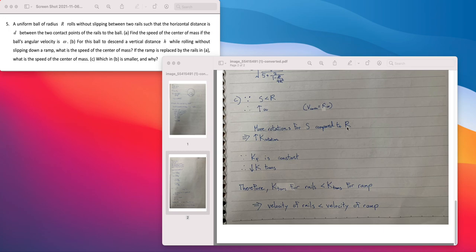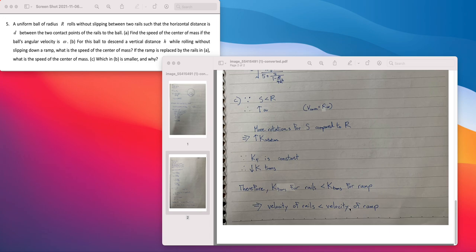Because the angular velocity is bigger, we know that there are more rotations for the smaller radius. Therefore, the kinetic energy of the rotation is bigger. And because the total kinetic energy is constant, we know that the kinetic energy for translation is smaller. Therefore, the kinetic energy for translation for the rails is smaller than the kinetic energy of the translation for the ramp, which thus leads to the velocity of the ball on the rails being smaller than the velocity of the ball on the ramp.